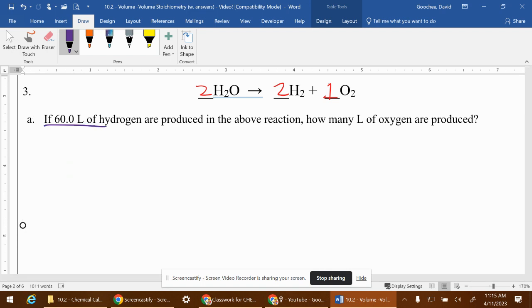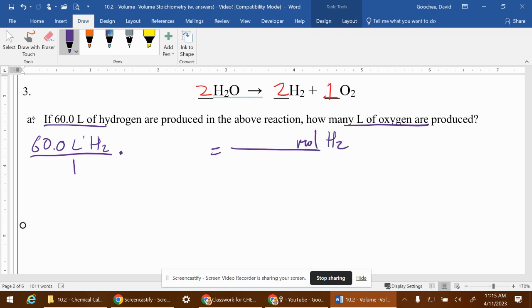We have 60 liters of hydrogen gas. They want to know how many liters of oxygen gas are also produced. So let's get to it. First step is to take our 60 liters of hydrogen gas, and we've got to convert it into moles of hydrogen gas.